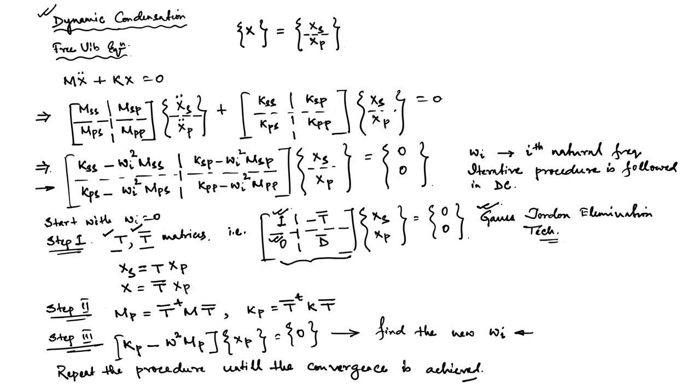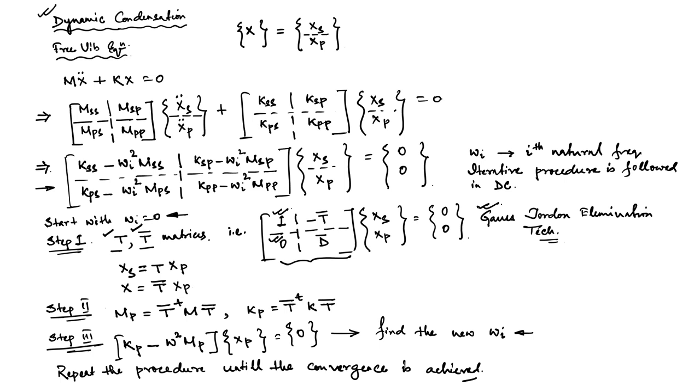Sometimes in place of this omega I equal to 0 at the initial stage, we use the result from the static condensation. That is also a good guess to start with, or you can also have any other favorable options if possible, but the static condensation point is a good starting point to have a quick convergence, maybe in 2 to 3 iterations. So, this is the procedure for dynamic condensation.